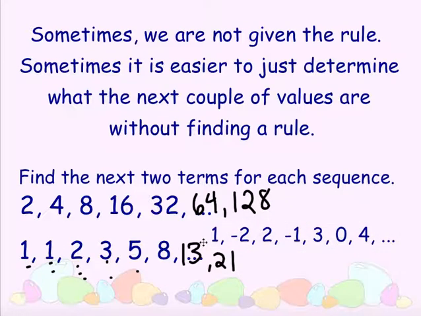And our next and last one, 1, negative 2, 2, negative 1, 3, 0, 4. Well, it looks like we're kind of going back and forth into positives and negatives. So let's see if there's maybe a consistent pattern as far as adding or subtracting. Let's see, so 1 to negative 2, we subtracted 3. And then negative 2 to 2, we added 4. 2 to negative 1, we subtracted 3. Negative 1 to 3, we added 4. Subtracted 3, added 4. Subtracted 3, so we get to 1. Added 4, we get to 5. So my next terms would be 1 and 5.